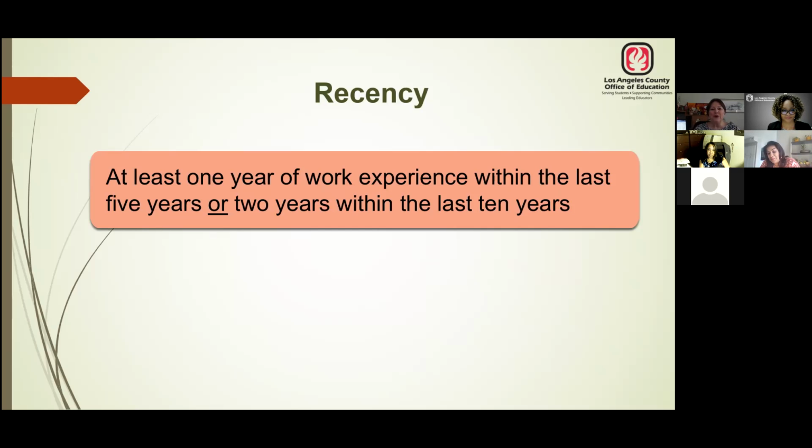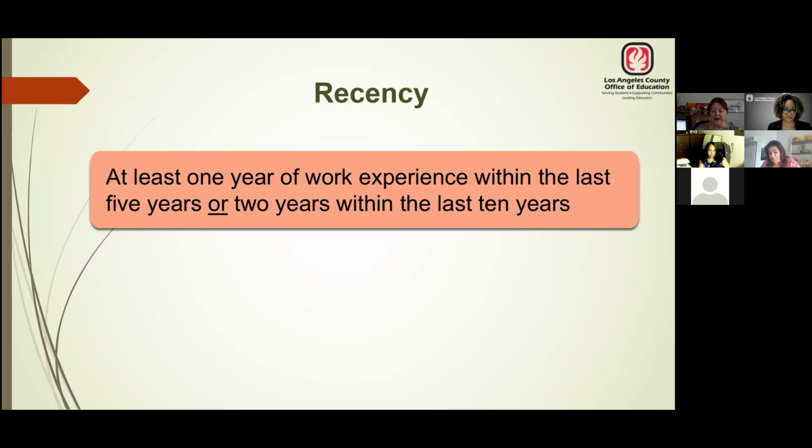So what they're looking for is at least 1 year of the work experience falling within the last 5 years or 2 years within the last 10 years. So they're looking at 1,000 hours within the last 5 years or 2,000 hours within the last 10 years. That's how CTC defines it. And this is a stumbling block sometimes for individuals who want to teach because their work experience might be old.